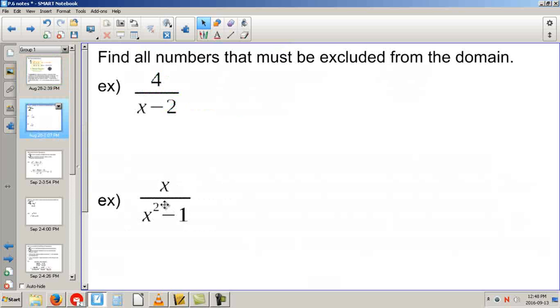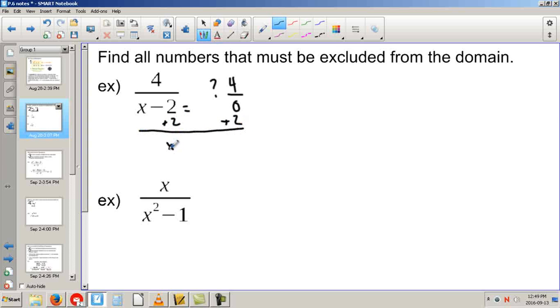So if we look at these two problems, let's try to figure out what we should exclude from the domain. We're looking at what would make this turn into 4 divided by 0. That's the question. What x values would make the bottom of the fraction 0? If we just let the bottom equal 0 and we add 2 to both sides, we get that x would equal 2. We know that this is not a good thing, because if I put 2 in there, 2 minus 2 is 0, and I get a problem. And so I'm going to say that x cannot be equal to 2. That would be the domain of this expression, or this function.